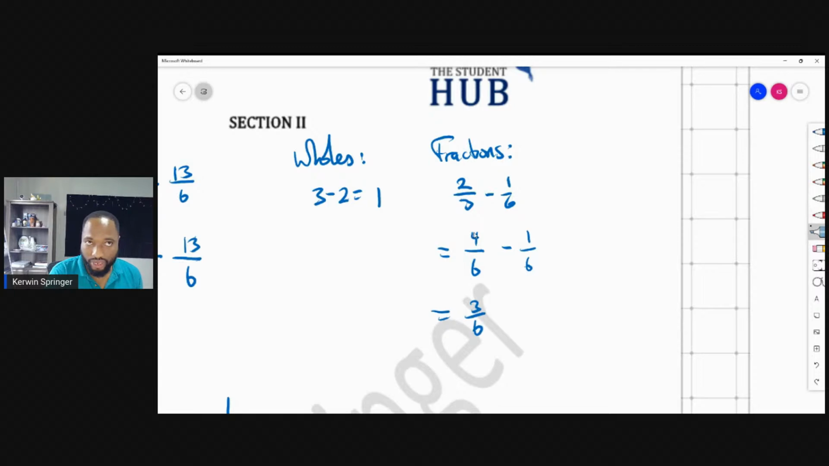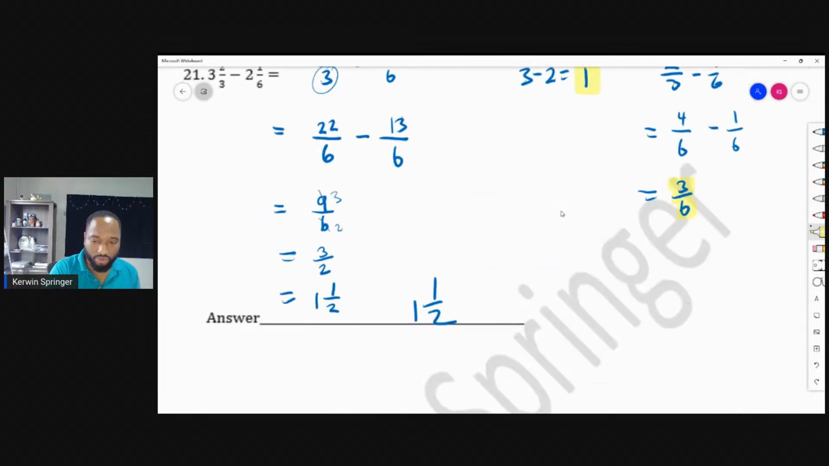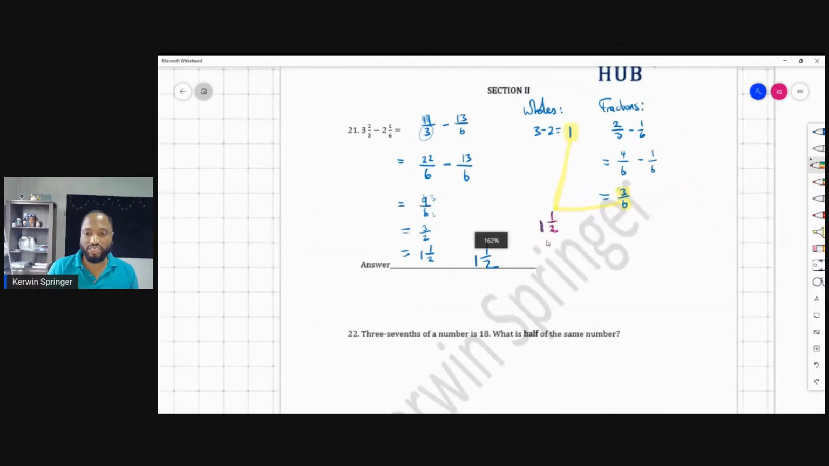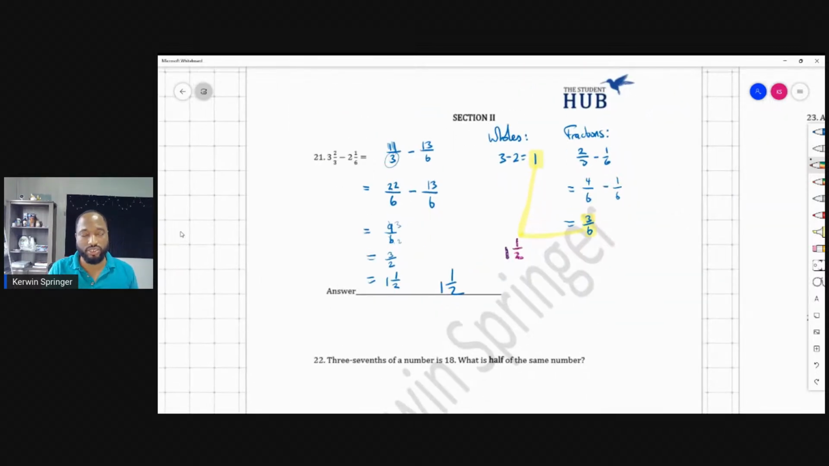So if you look very carefully, you would realize that we have our fraction, we have our whole, we are finished, and you can bring it together to find the answer, which is 1, and 3/6 is the same as a half. All right, we just completed 21 questions.